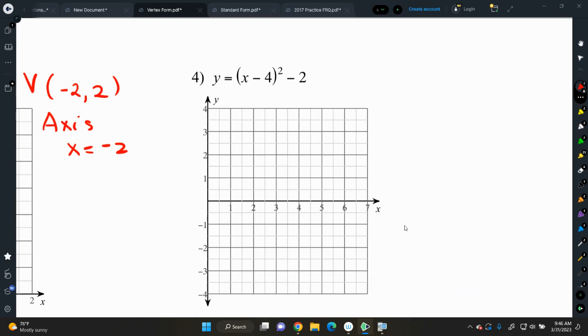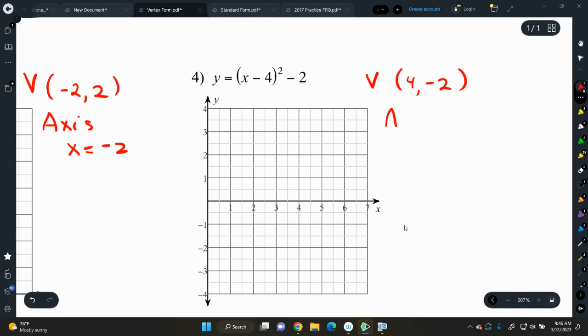Last one. RJ, what's the vertex? 4, -2. Right? Don't change the sign of the y value. And my axis, Drew, what's my axis of symmetry? X equals 4. So we have 4, -2. Here's my axis of symmetry. And there's my parabola. Okay?